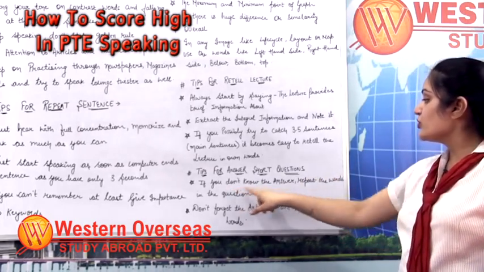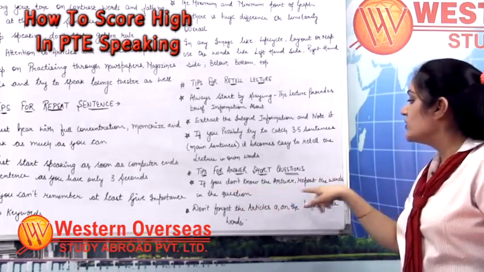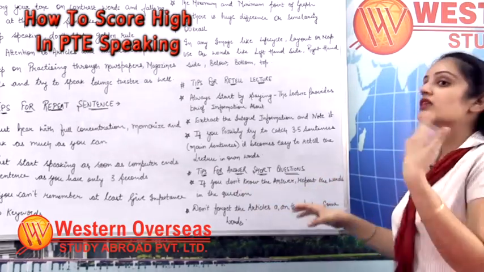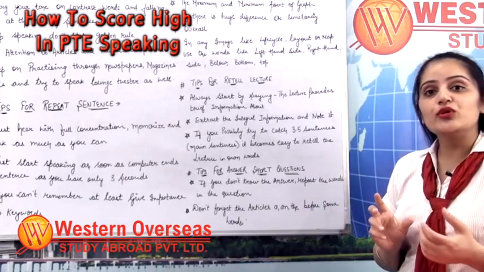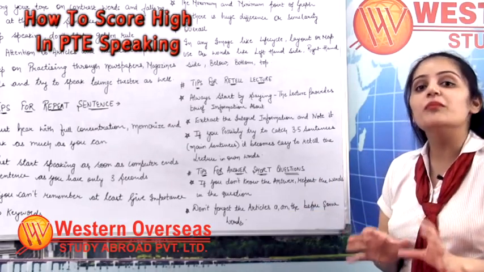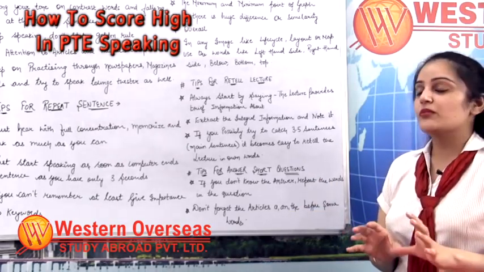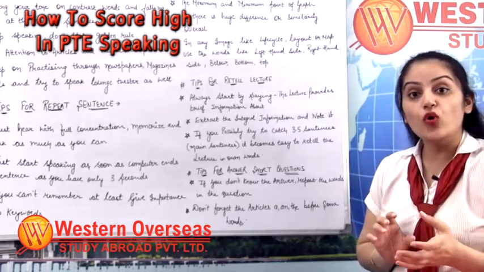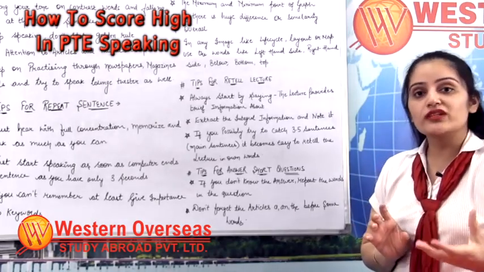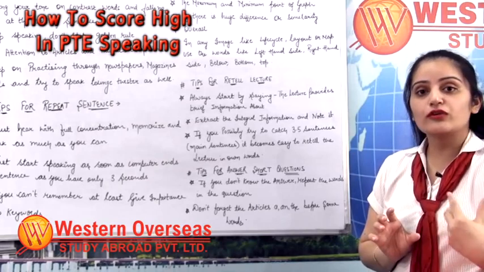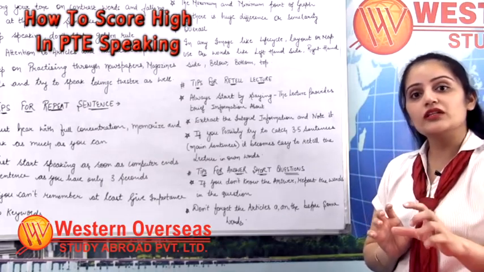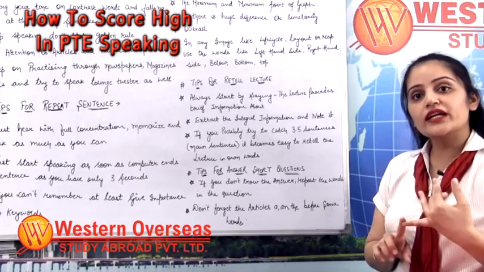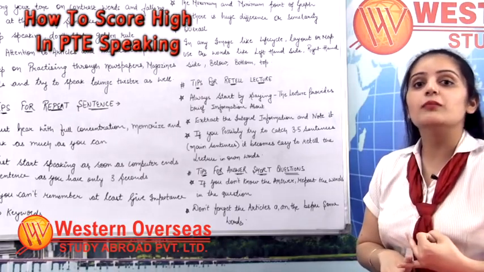The first one is, if you don't know the answer, repeat the words in the question. If you don't know the answer, just repeat the question. It will not help you to get full marks, but at least some marks you will get. For example, if the question comes, what is the most common blood type, O or AB? You don't know the answer. The answer is O. But if you don't know the answer, then you can repeat the question, what is the most common blood type in human, O or AB? You will not get full marks, but at least you will get some marks.